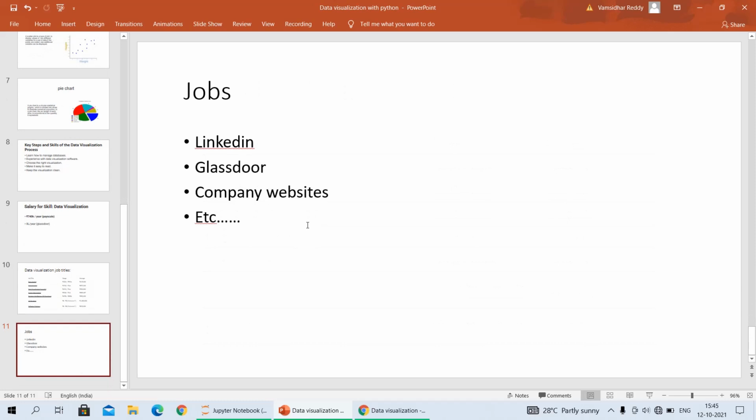And finally, where you can get jobs. If you want to search for jobs, you can go through LinkedIn, Glassdoor, company websites, etc. So many online job websites are there. You can search, apply for jobs, improve your skills, perform well in interviews, and finally get a job. Be happy. That's it overall about data visualization with Python.